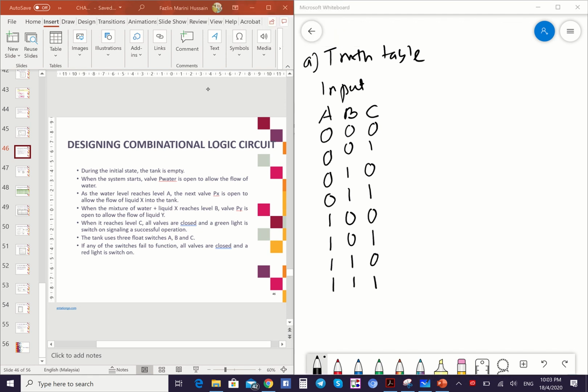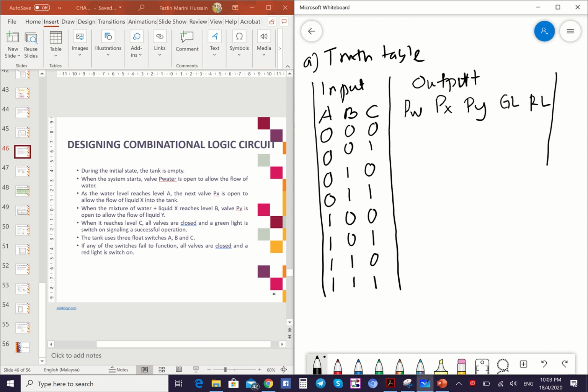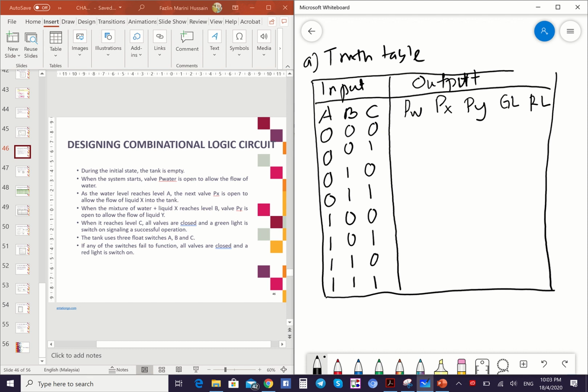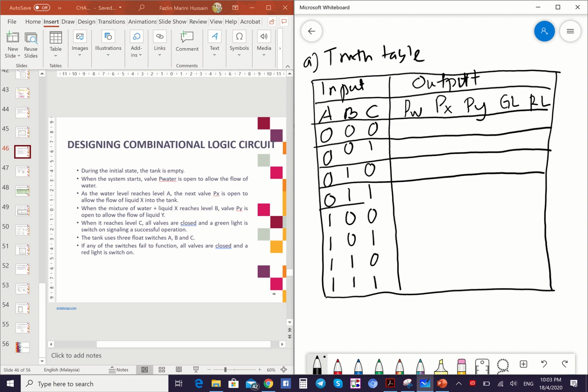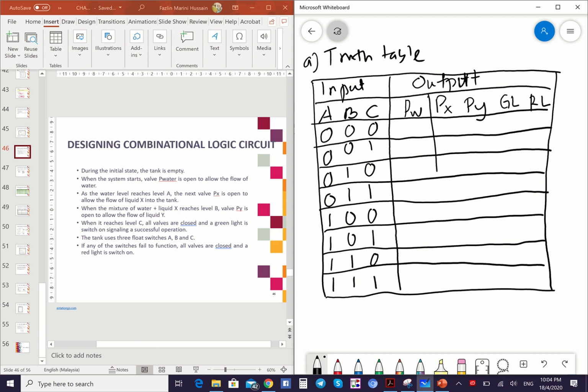For the output, you have 5 outputs. First one is P water, and then you also have PX, PY, green light, and red light. So this is the list of your input and also the output for your first step, which is deriving the truth table. I draw the line for each combination, so you can fill in the values after this.